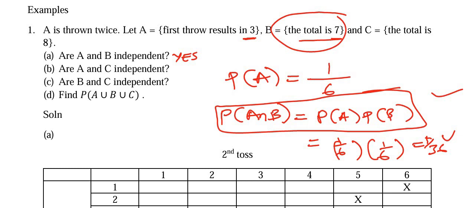Then look at C, A and C. Maybe here you understand what we're doing. We have the probability of A, and the probability of B we have. Now look at this.